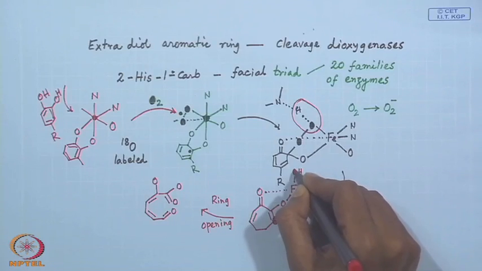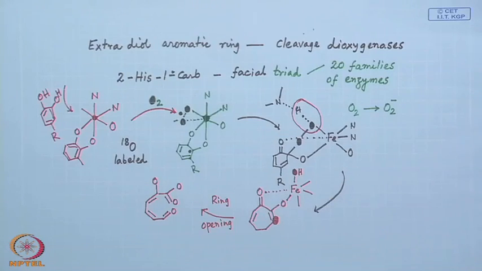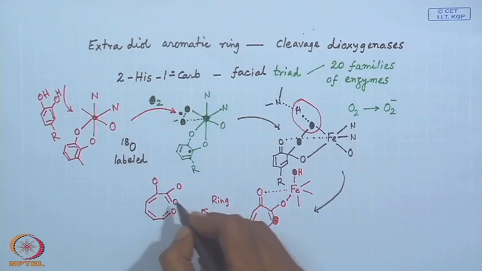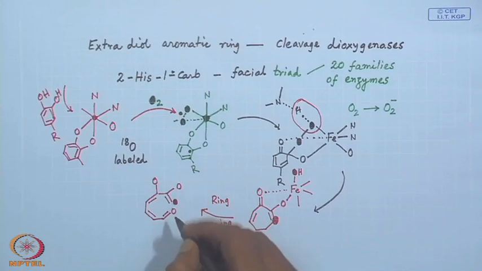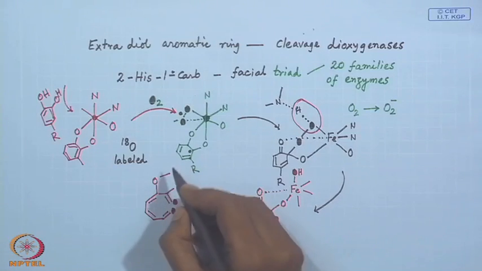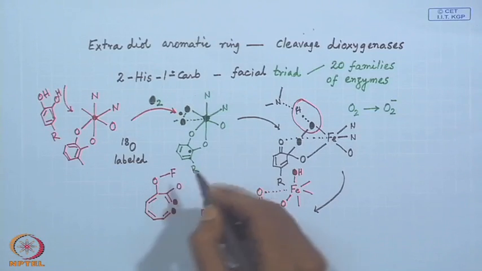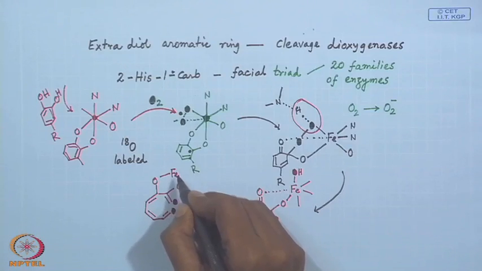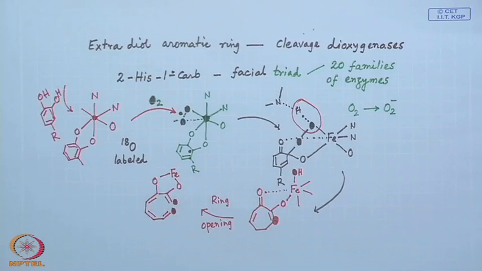And these are your labeled oxygens. Here the labeled one is coming, that means we are able to insert both the oxygen atoms which were available there, and still the open form of the catechol, it is bound to your iron site.